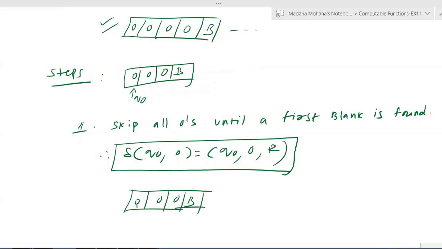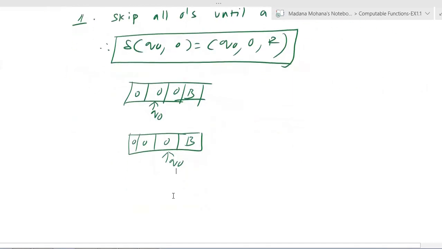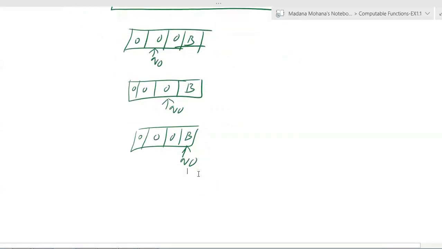Now, this first 0 is skipped. Then the control will be in the second cell with the same state, without changing state. Then you can skip this one also. The second 0 also you have to skip. Then your control will be at the third 0 cell. Then again this 0 also you have to skip using the same transition. 0, 0, 0, then blank. Now the control will be at the cell where blank is available.